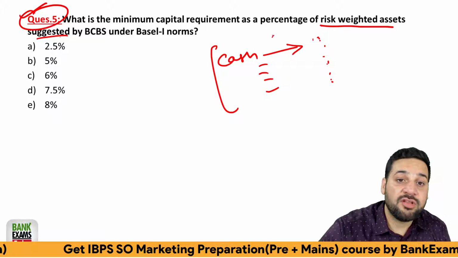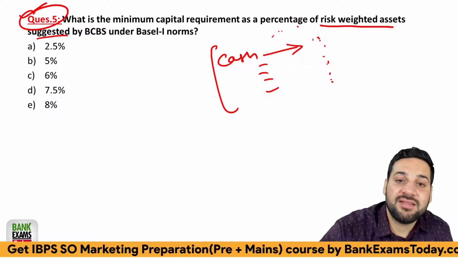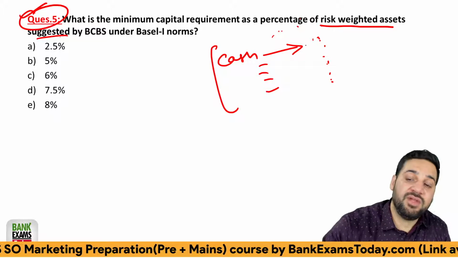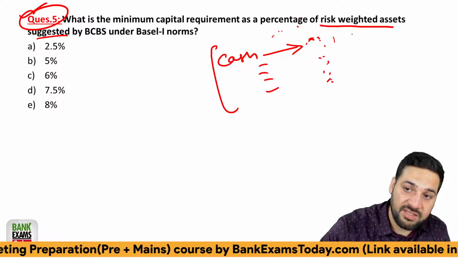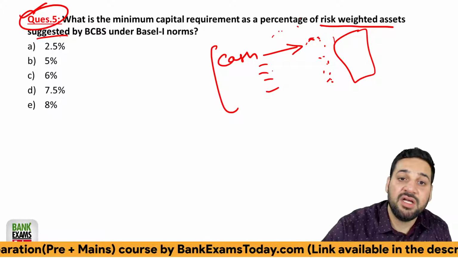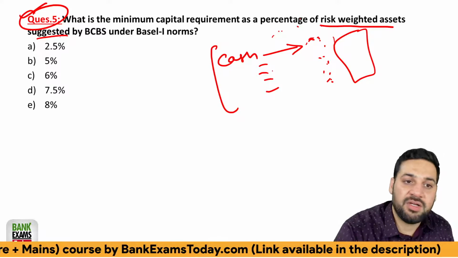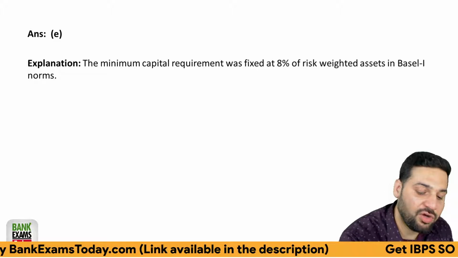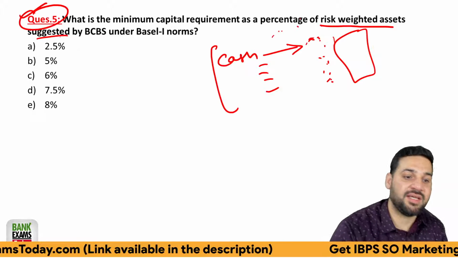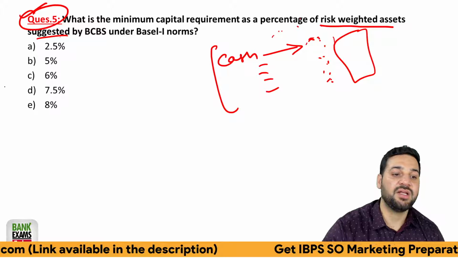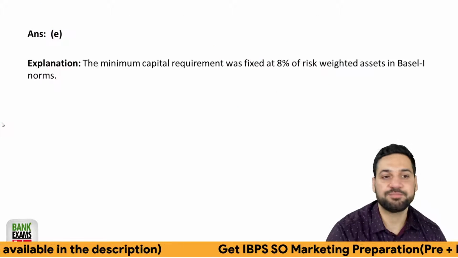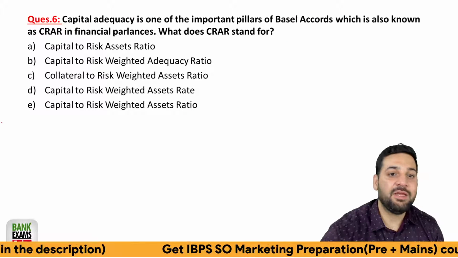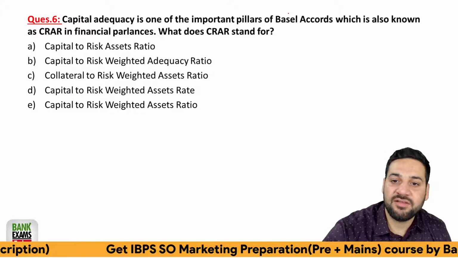So what is the minimum capital requirement as a percentage of risk weighted assets? When we give weights and get the risk weighted assets, how much capital is required as per the Basel 1 norm? It is 8%. So E is the correct answer. Under Basel 1, it was 8%. Now it has increased.